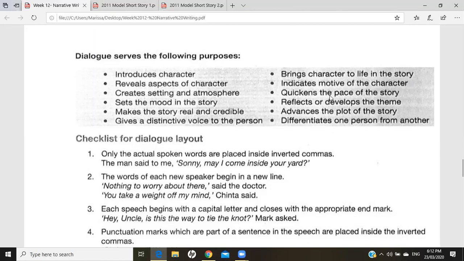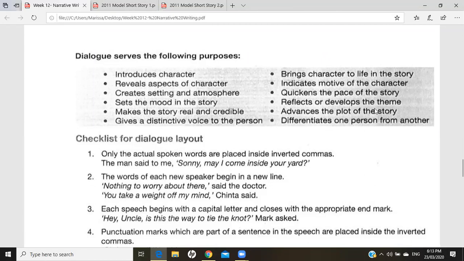The next thing is that it quickens the pace of the story. This is the same point with immediacy. It quickens the pace of the story because you could use dialogue to actually get the story going. So instead of you writing in third person what is happening, you could use the dialogue to quicken the story, and the characters could say what is taking place in the story instead of you explaining it.